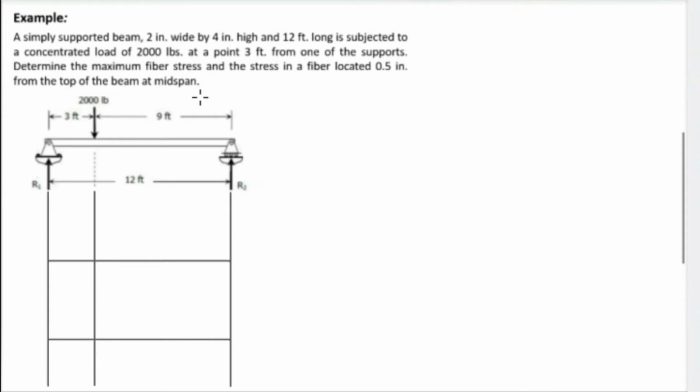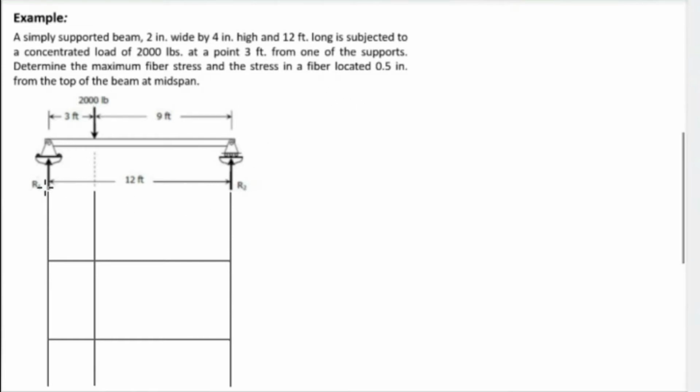Diagram: we have a simply supported beam, with a hinge at R1 or point 1 and a roller at point 2, which will cause reaction 2. And we have 2,000 pounds at a point 3 feet from one of the supports. So in this case, we have 3 feet from point 1, and we have a concentrated load of 2,000 pounds, and the total length of the beam is 12 feet. Let's find first the reactions.